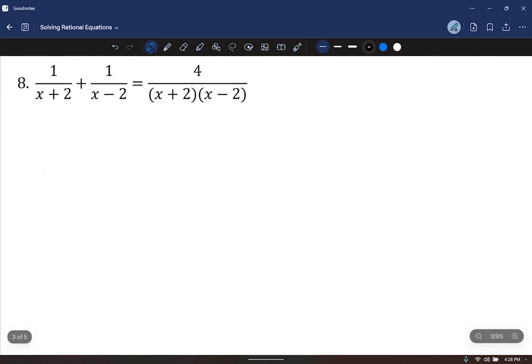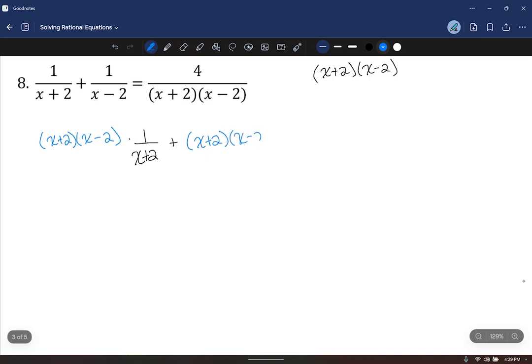All right, on number 8, everything is already factored out. So I see that I have a common factor among the bottom of x plus 2 and x minus 2. So I'm going to multiply by x plus 2 and x minus 2 on every term. So we have x plus 2, x minus 2 times 1 over x plus 2 plus, and then again, x plus 2, x minus 2 times my second term, which is 1 over x minus 2, equals, and then x plus 2, x minus 2 times 4 over x plus 2, x minus 2.